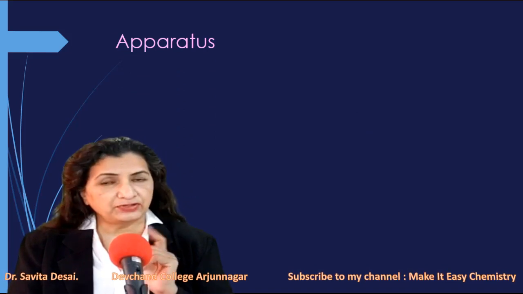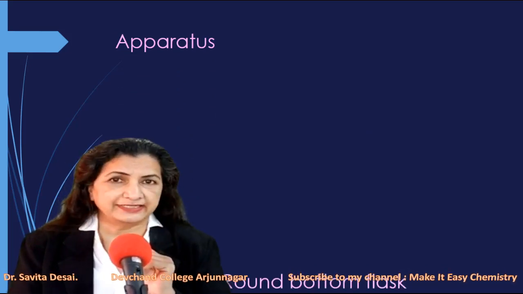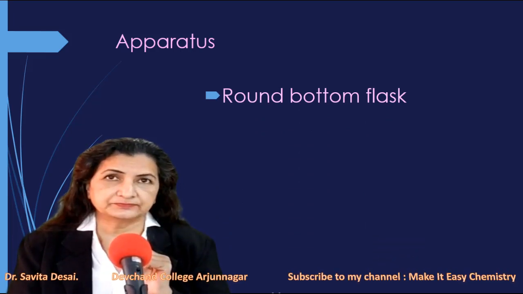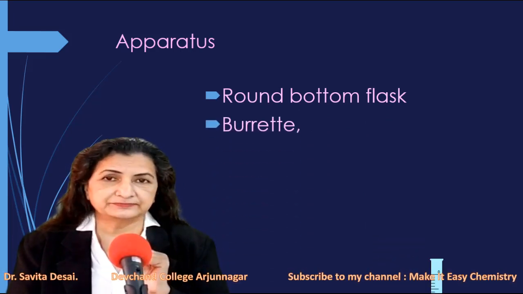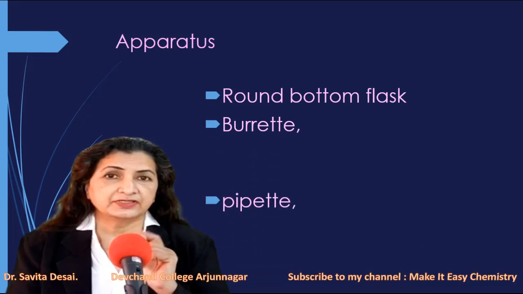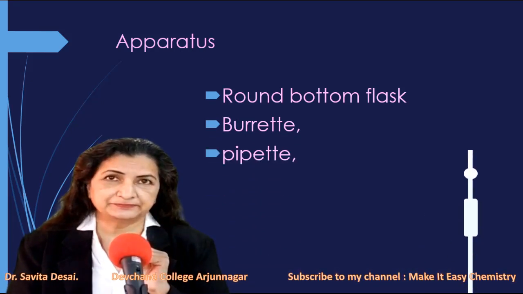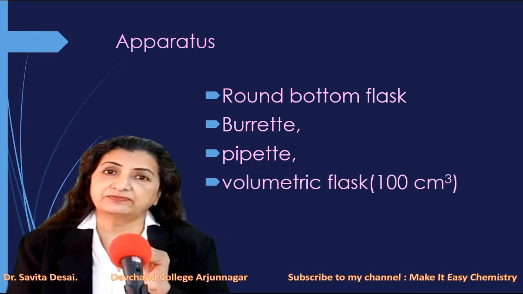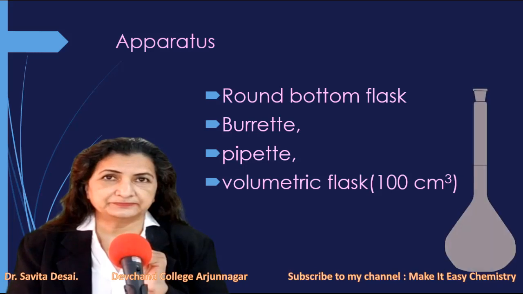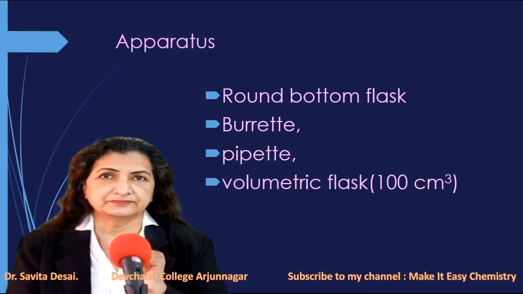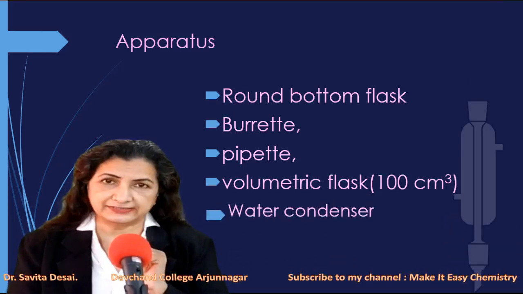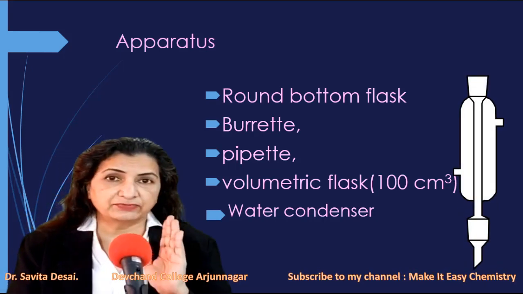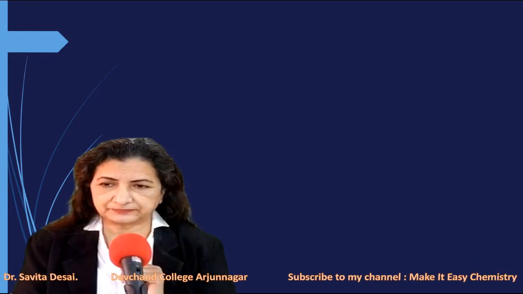We need the following apparatus for this particular experiment: round bottom flask, burette, pipette of 25 cc, volumetric flask of 100 cm cube capacity, and we need a water condenser. So this is all the apparatus required for this particular experiment.